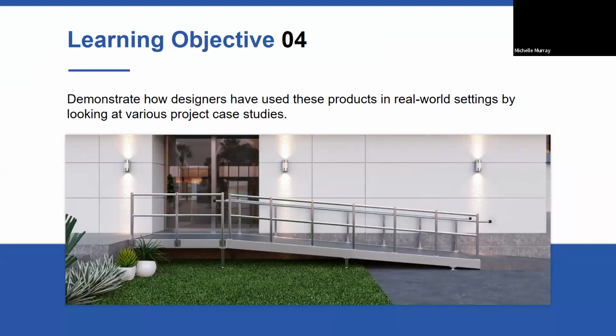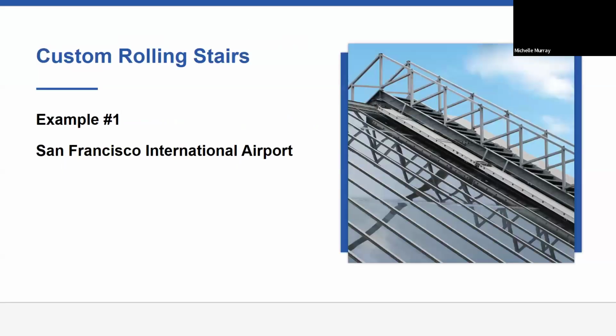Okay, for learning objective 4, we're going to look at some case studies where designers have used these products in real-world settings. This is a custom rolling stair supplied to San Francisco International Airport to help maintenance staff access and clean the skylight over the terminal. Because the custom rolling stair goes across the skylight, it had to be both lightweight and high strength, which aluminum is. And the proximity to the salty air near San Francisco Bay and the exposure of the stair to the elements meant aluminum was chosen for its corrosion resistance properties.